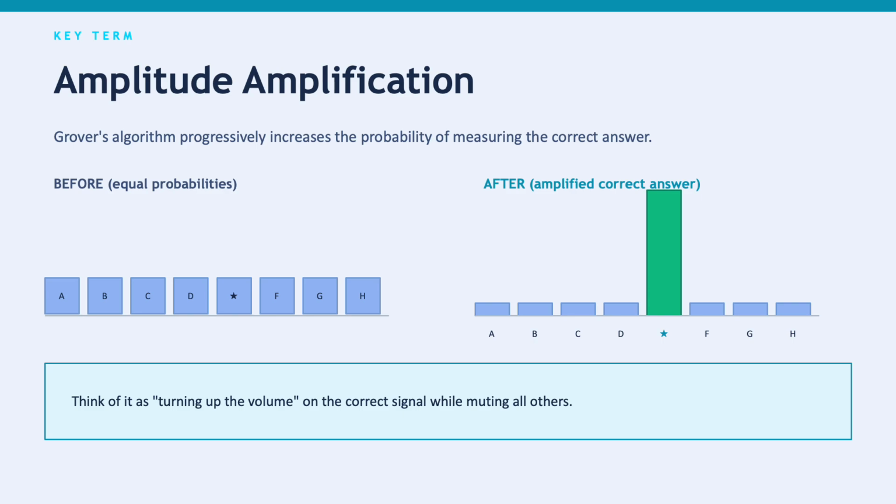The clever thing is that you repeat the oracle and amplification steps multiple times. Each repetition pushes the correct answer's probability higher and higher, while the wrong answers get less and less likely. After about the square root of N repetitions, the correct answer has such a high probability that when you finally measure the qubit, you almost always get the right result.